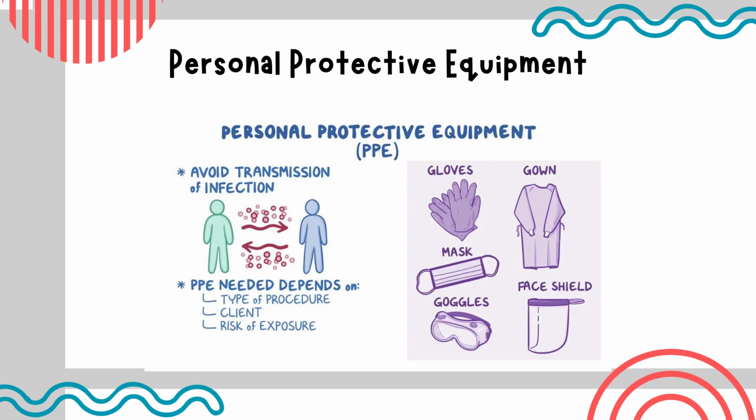And here's just a good image of the different personal protective equipment, or the PPE, that you'll have. So you've got gloves, gown, face shield, masks. Again, there's two different types of masks. If you have an airborne isolation patient, you would be wearing an N95, not just your normal mask, and goggles.